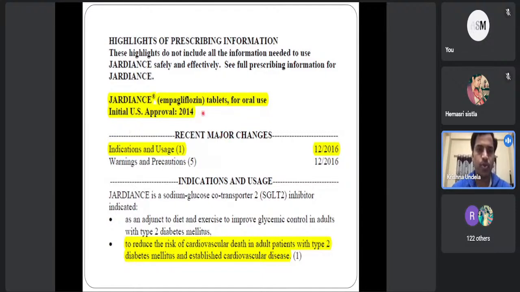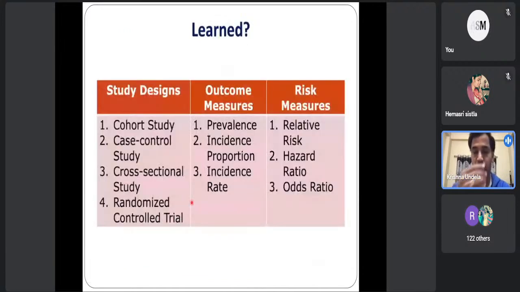Jardiance is a brand name for empagliflozin, and you can see here that initially empagliflozin had only this indication. It is an adjunct to diet and exercise to improve glycemic control in adults with type 2 diabetes mellitus. And in 2016, they added one more indication, based on the research I explained to you, to reduce the risk of cardiovascular death in adult patients with type 2 diabetes mellitus and established cardiovascular diseases. So this is a new indication added for empagliflozin after this particular research. That is one of the major comebacks for that medication, so that the sales of the medication can be increased because of the indication.